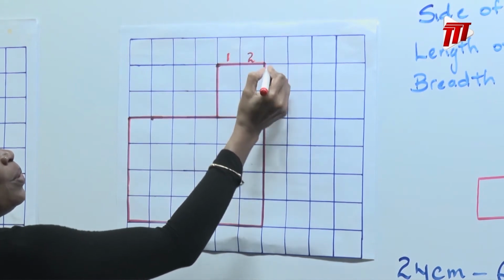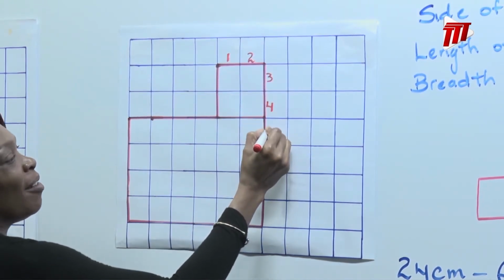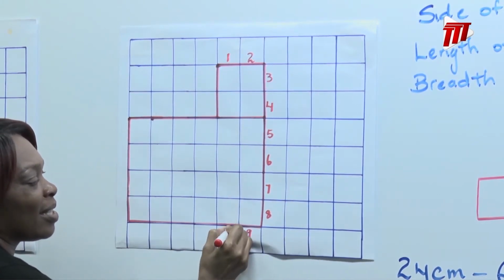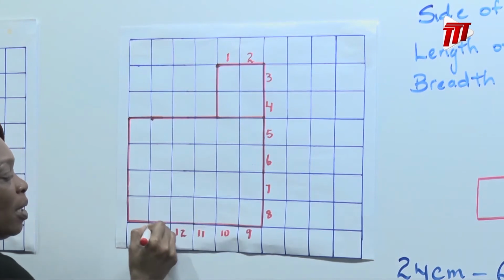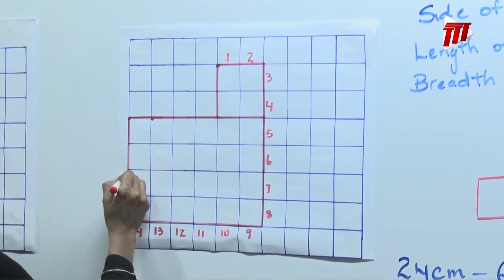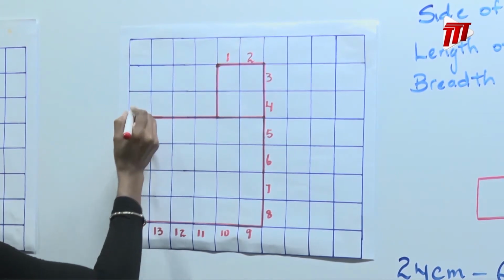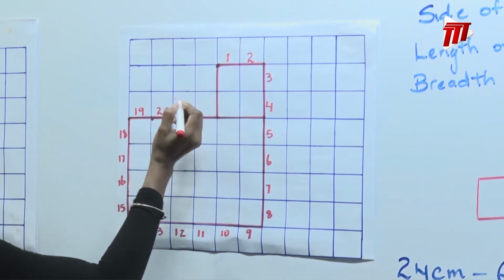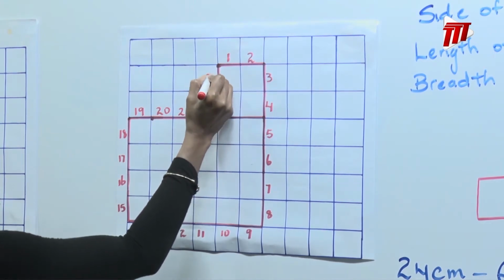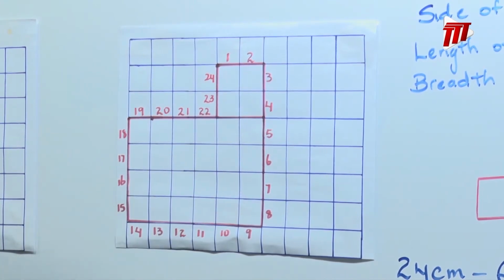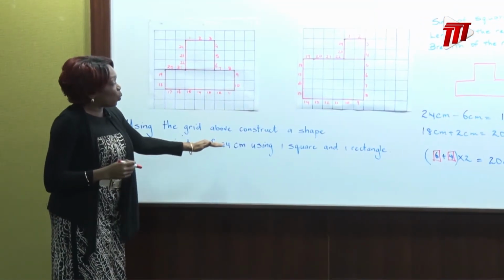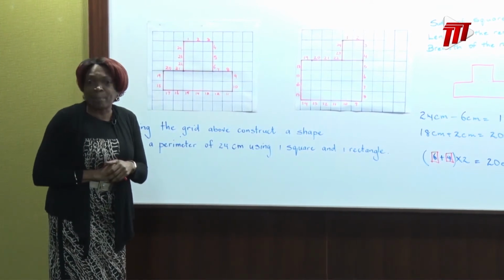1, 2, 3, 4, 5, 6, 7, 8, 9, 10, 11, 12, 13, 14, 15, 16, 17, 18, 19, 20, 21, 22, 23, and 24. You did it again. Wonderful, boys and girls. So, in fact, we got the perimeter of 24 centimeters in agreement with the question. Are you seeing that, boys and girls?